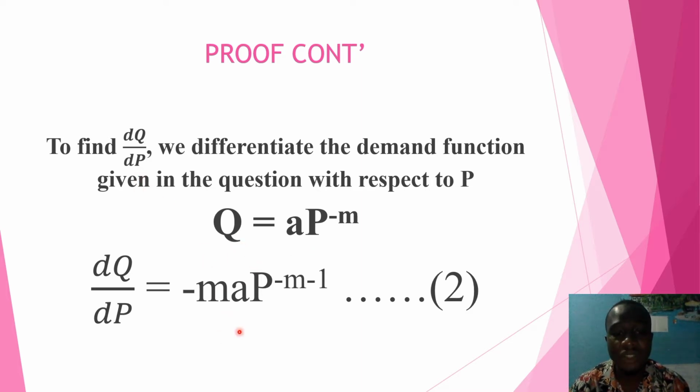Differentiating the demand function, you bring the exponent down and you subtract 1 from the exponent. Remember that A here is a parameter or a constant, and our variable of interest is P, and M also represents a parameter. So we bring the minus M down, because A is already here, it becomes minus MA, and we subtract 1 from the exponent. The dQ/dP now gives me minus MA P exponent minus M minus 1, and we name this equation 2.